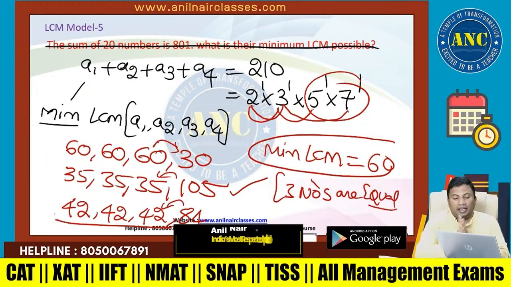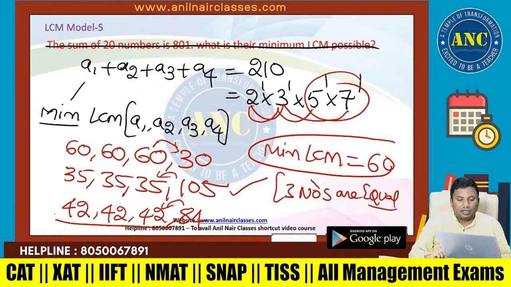Again I am explaining. 4 numbers, minimum LCM. LCM will be minimum when all the 4 numbers are equal. 210 divided by 4 gives a decimal value. So 4 numbers cannot be equal. If 4 cannot be equal, 3 has to be equal.